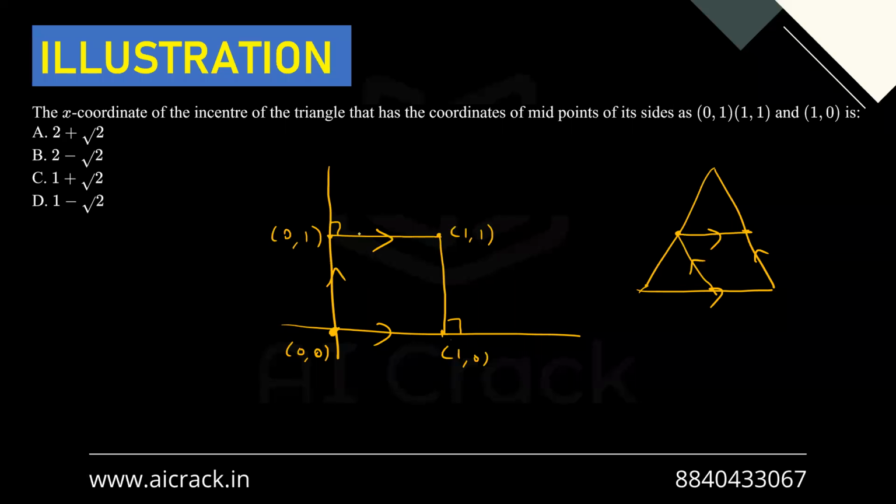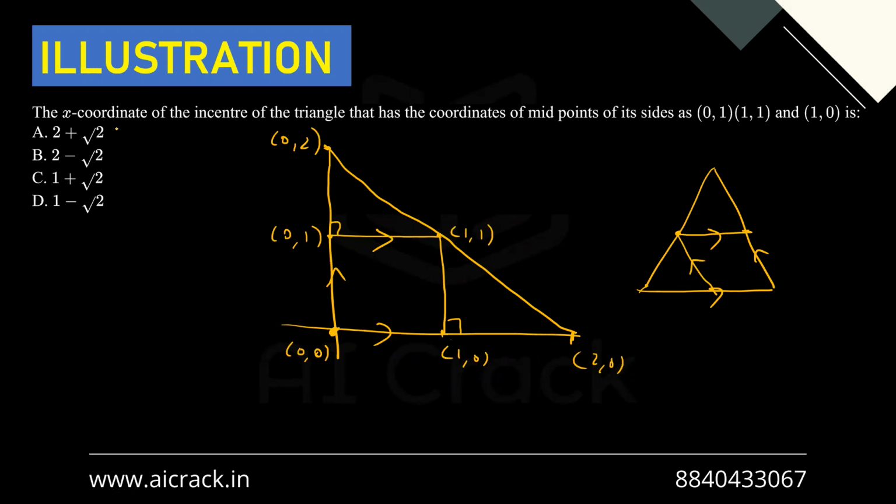So if this length is 1, this length should be 2. So this would give me (2, 0) as one point. And similarly over here, I'll get one point called (0, 2). Now we have got the points of the triangle: (0, 2), (0, 0), and (2, 0). So this is the triangle, right?